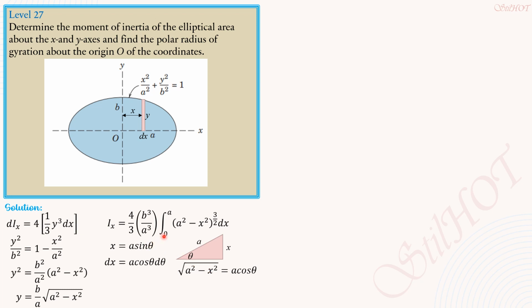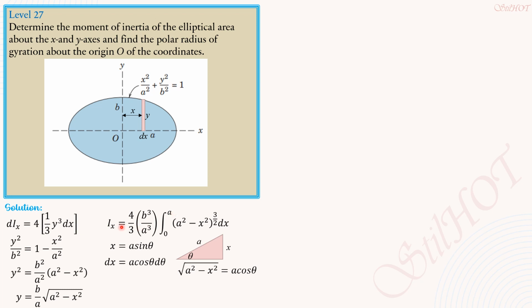when we change limits here, when x is 0, 0 over a is 0, arc sine of 0 is 0. So the lower limit is still 0. But when x is a, the upper limit, a over a is 1, and inverse sine of 1 is pi over 2. So we change limits of 0 to pi over 2.